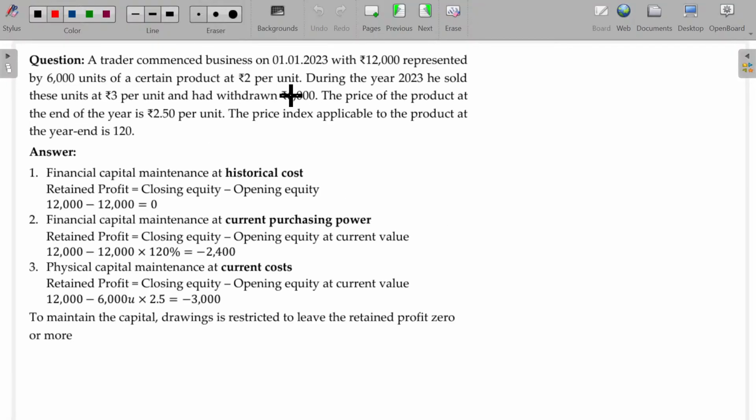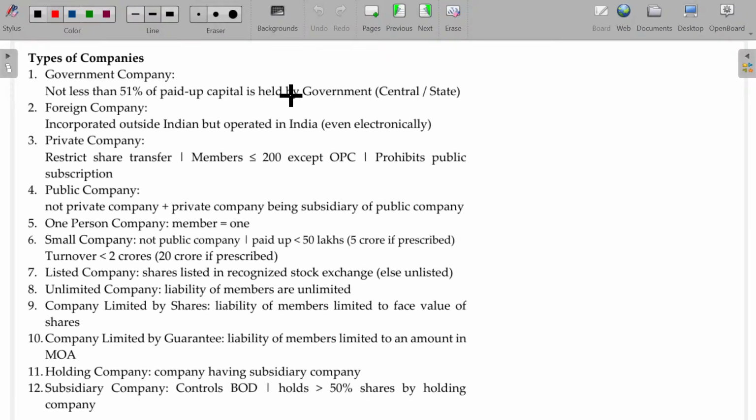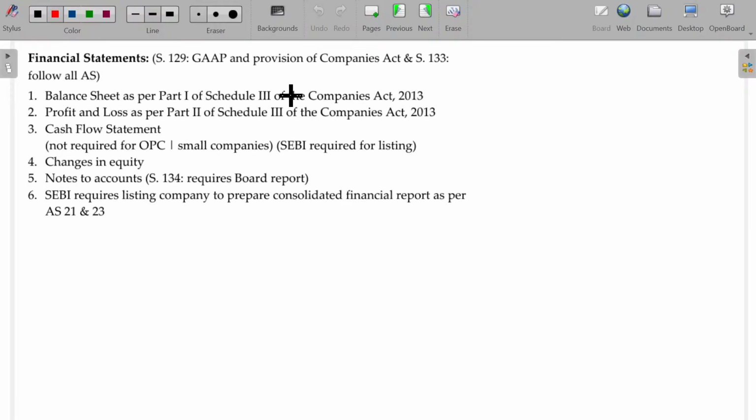Now, my focus is to make you understand the preparation of the balance sheet as well as the profit and loss account, which is given under Schedule number 3 of Companies Act 2013. Part 1 prescribes the format for the balance sheet, and Part 2 prescribes the format for the profit and loss statement.